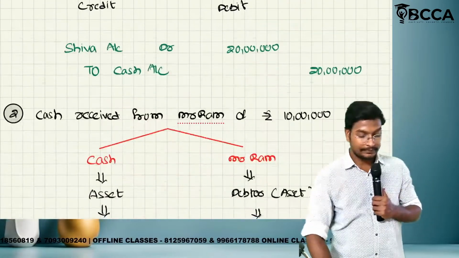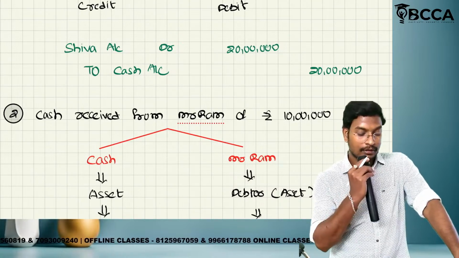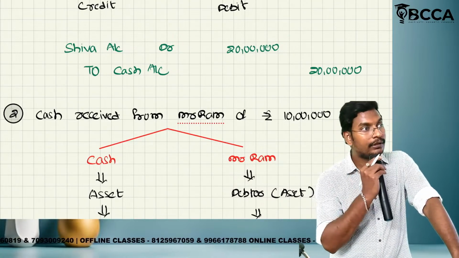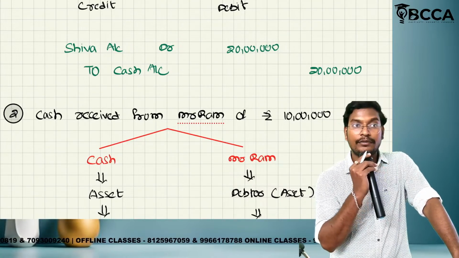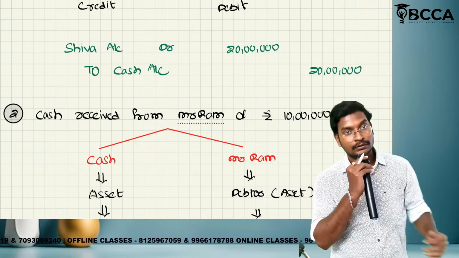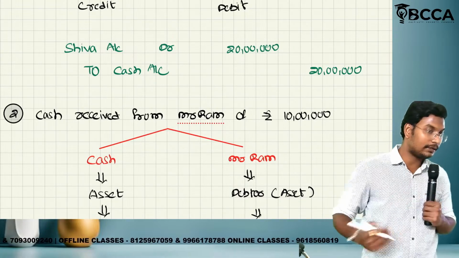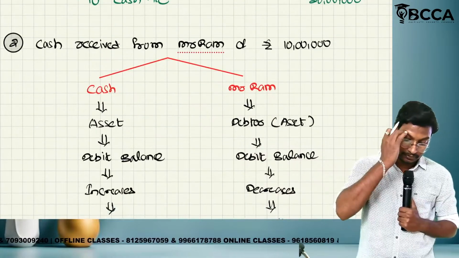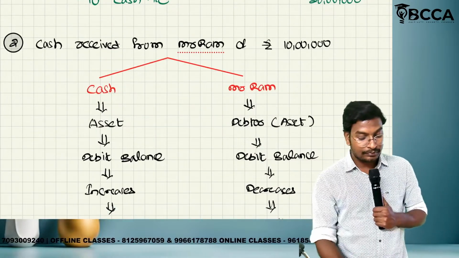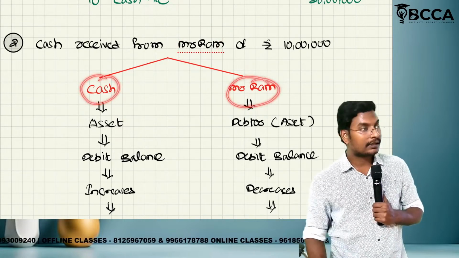Now next, from the third journal entry onwards, we will pass the journal and do the ledgers at the same time, and we will do the trial balance. For the same journal entry, what do we have to do? Journal, ledger and trial balance. Like that we can discuss from the third journal entry onwards. Next one: cash received from Mr. Ram. What are the outcomes? Cash and Mr. Ram are the outcomes.